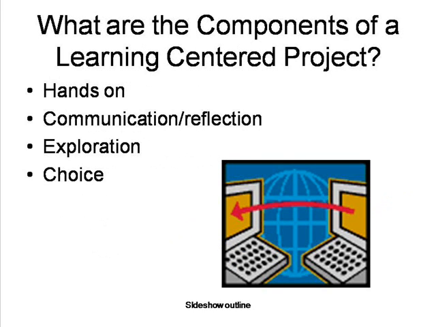What are the components of a student-centered learning project? The components are that it should be hands-on, requiring students to be actively engaged in the topic. Communication and reflection on what is being learned are also valued. Students should be able to explore a topic and not forced to just give a correct answer. Choice in how students attempt a project is also important. Students can learn by failure. If they make a bad choice about how to complete a task, then they will likely learn from that choice.